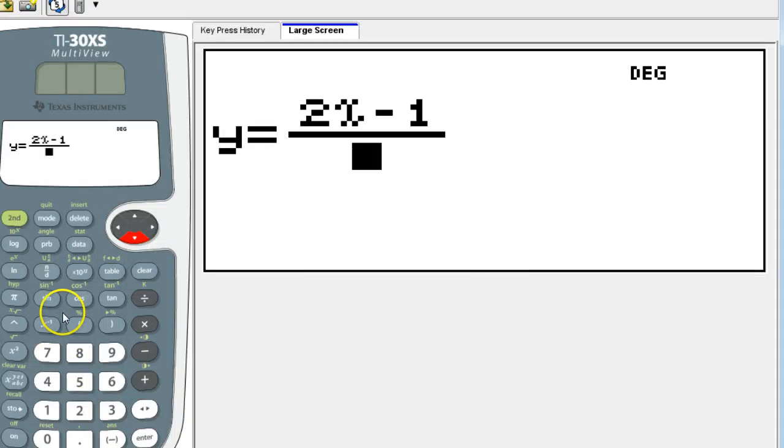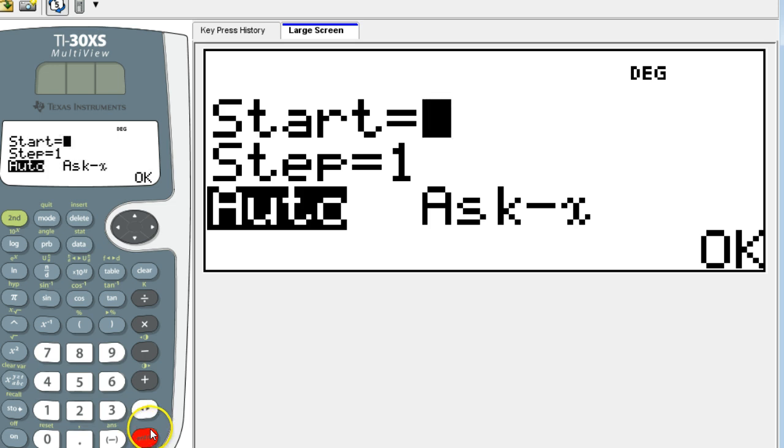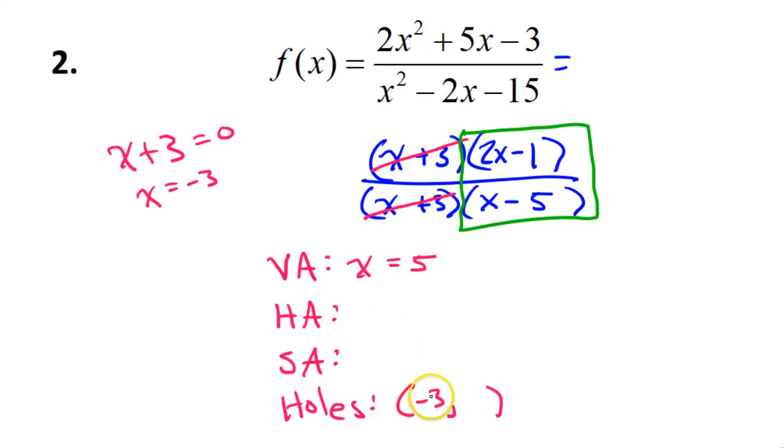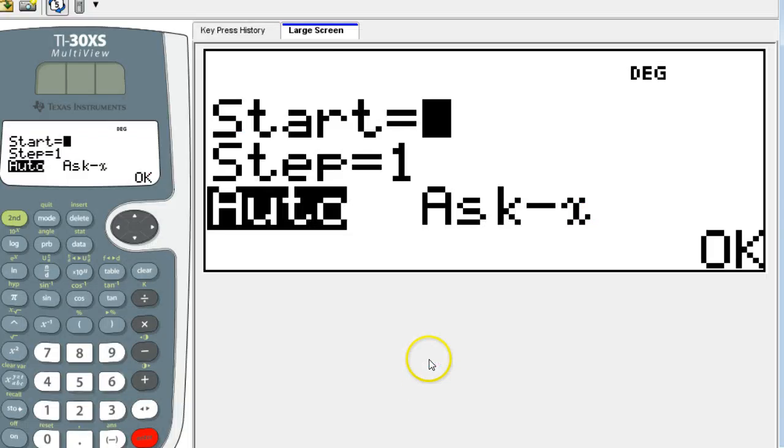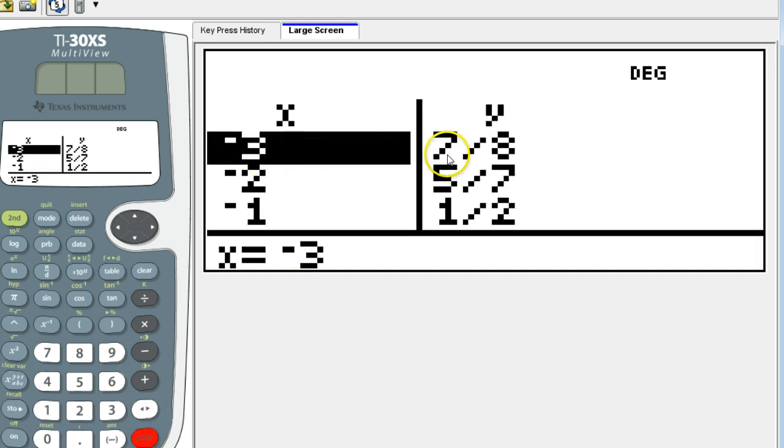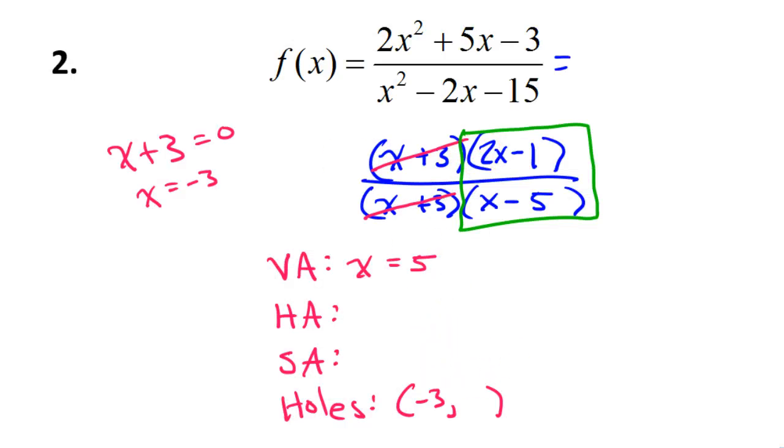So 2x minus 1 over x minus 5. Okay, I will use this to find it. So I need to know what's happening at negative 3. So if I want to go faster, I'll tell it to start at negative 3. So there it is. At negative 3, I've got 7/8. So that's what I'm going to put. Leave it as a fraction. I don't want the decimal here.